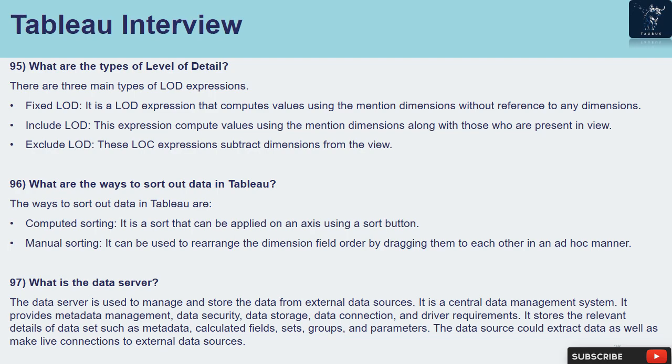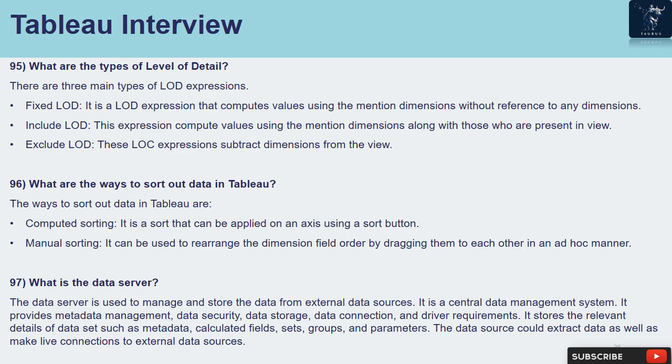96. What are the ways to sort data in Tableau? The ways to sort data in Tableau are: computed sorting. It is a sort that can be applied on an axis using a sort button. Manual sorting. It can be used to rearrange the dimension field order by dragging them to each other in an ad hoc manner.